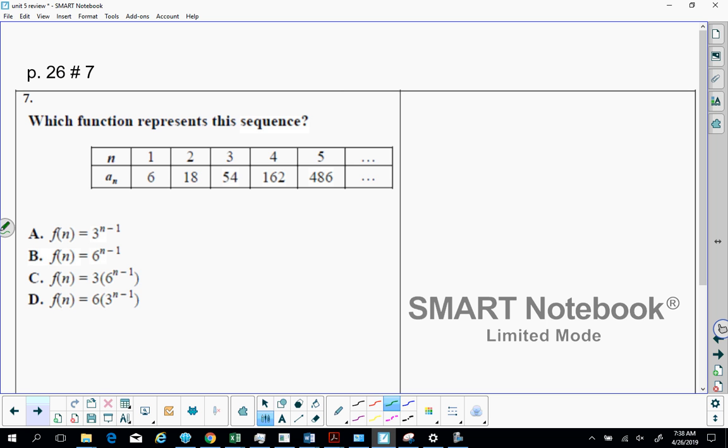What can I do with each of these answer choices? Plug them into the table. Figure out which one gives me that table. And so the page number is always at the top, it's page 26, number 7.